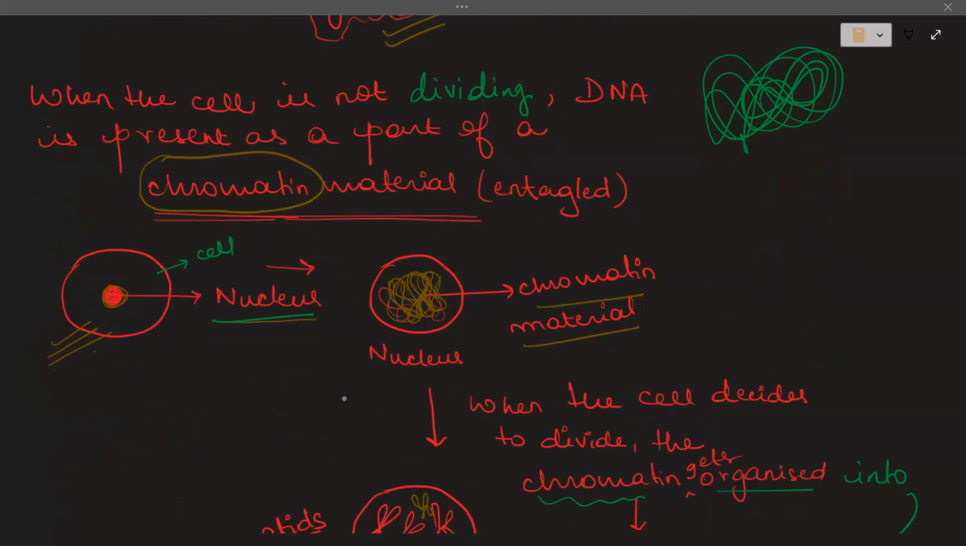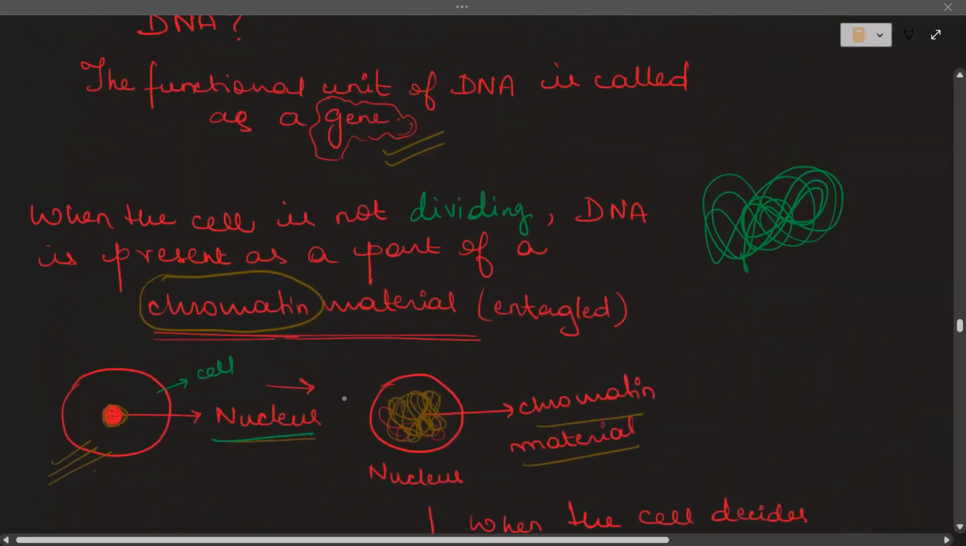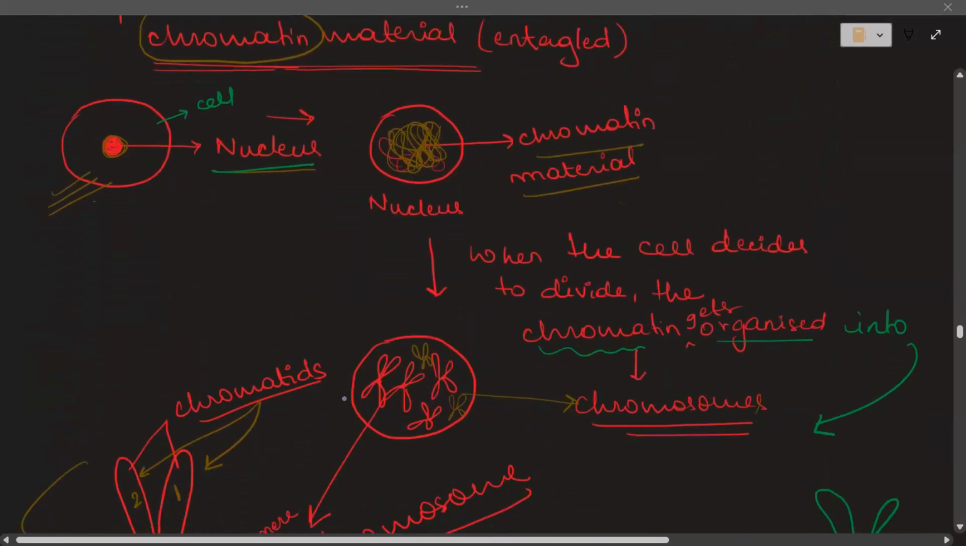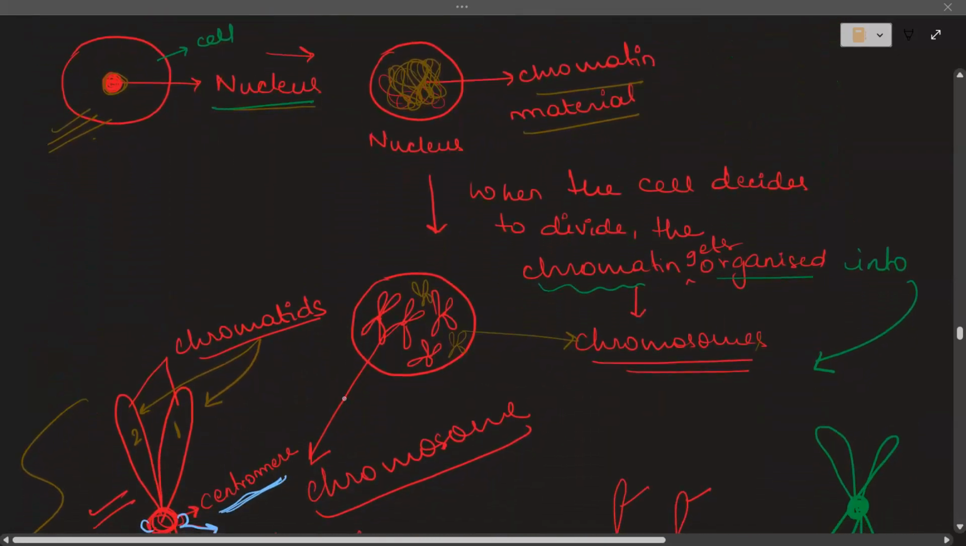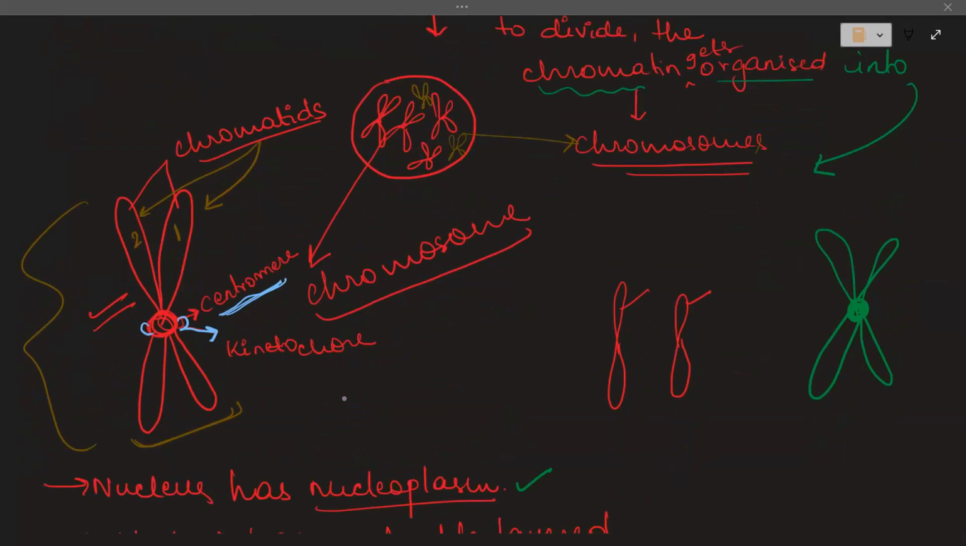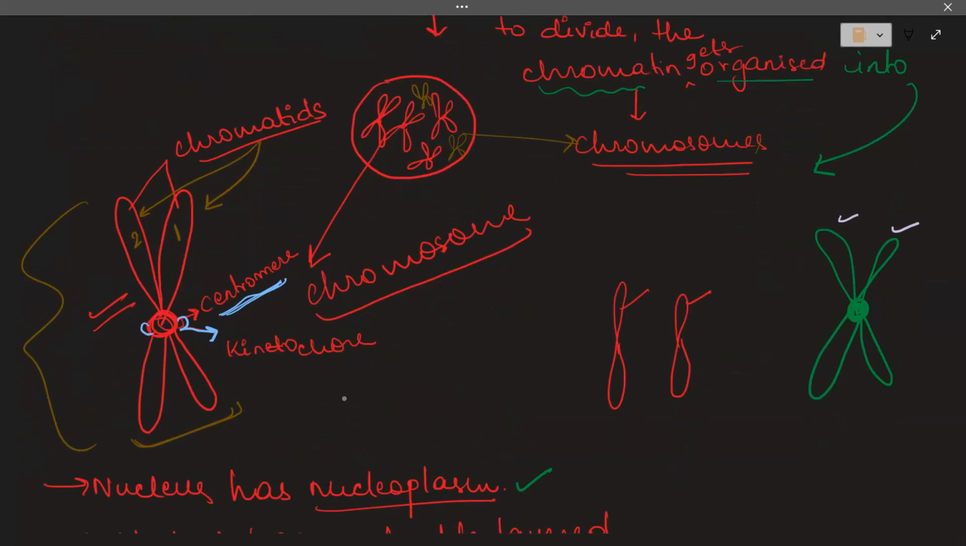Now, inside the nucleus, chromatin material is there. What did I say? This is there when the cell is not dividing. But when the cell starts dividing, what will happen? This chromatin material starts getting organized and it gets organized into a chromosome. Now we know that a chromosome is made up of DNA and proteins, but the chromosome is made up of two chromatids joined together at the center by the centromere.